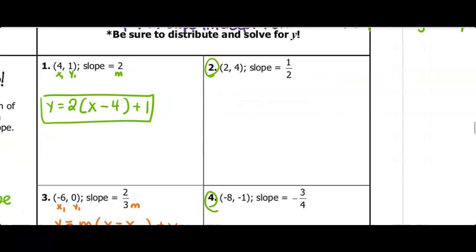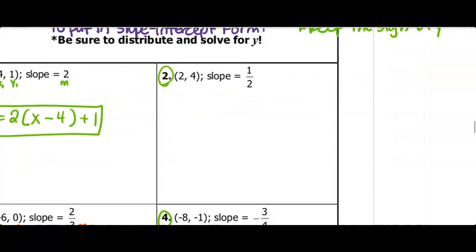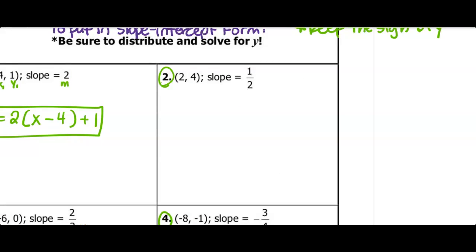So now let's do the evens where we're going to put them in slope-intercept form. So the first steps are going to be the same. We are going to go ahead and label that 2 is x1, 4 is y1, and our slope is m. Then we're going to plug into our equation. So y is equal to 1/2 times x minus 2 plus 4.